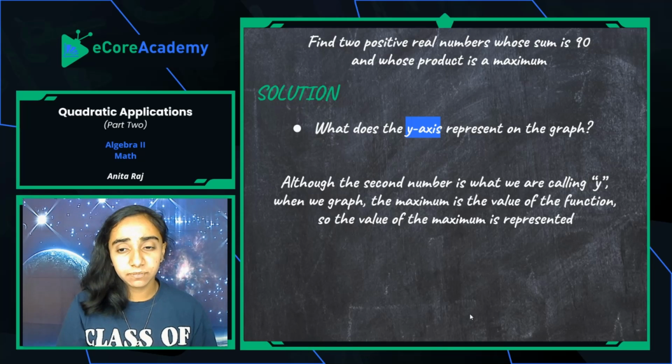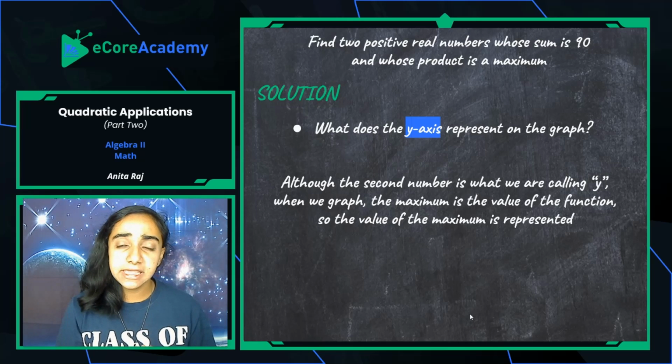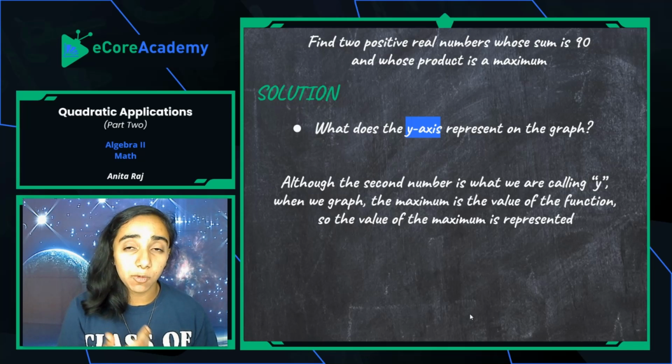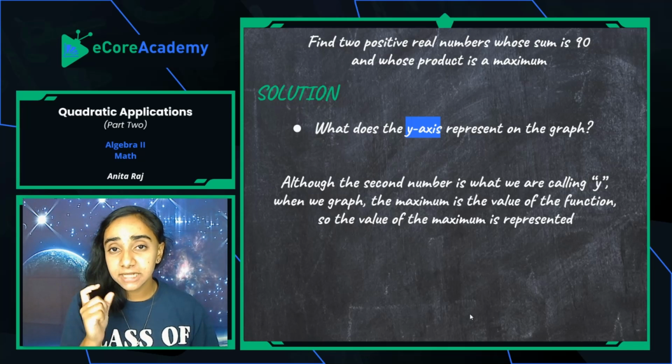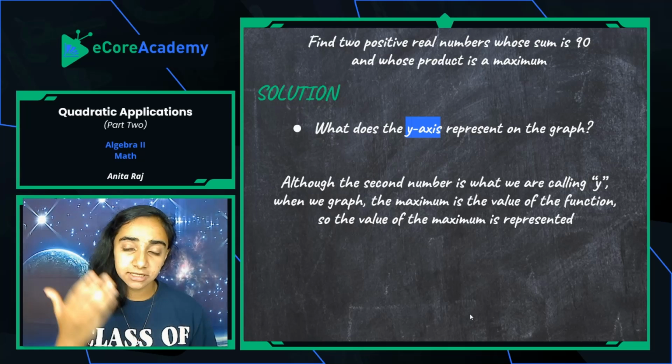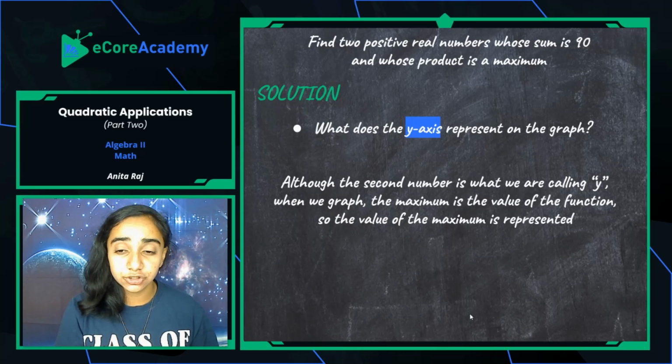Let me explain why. When we take that quadratic function, p equals 90y minus y squared, and put it into proper quadratic form that the calculator could understand, we would rewrite it as y equals 90x minus x squared. Then when we graph that, we will get a parabola because it is a quadratic function. The vertex of that parabola is a maximum. So the parabola looks something like this. The vertex, which is a maximum, is our solution.